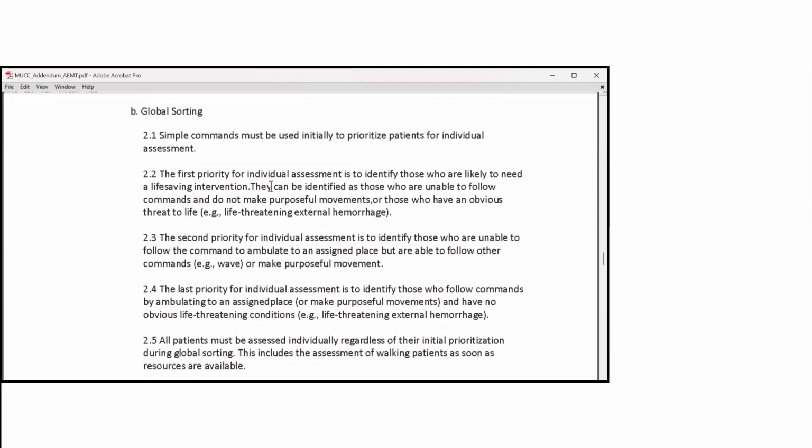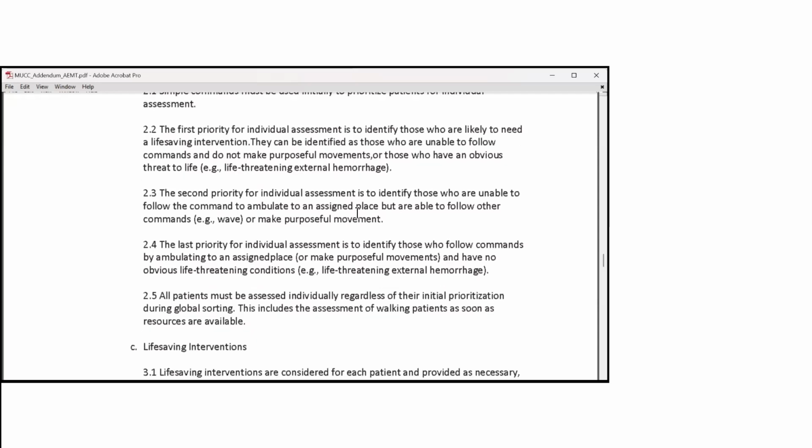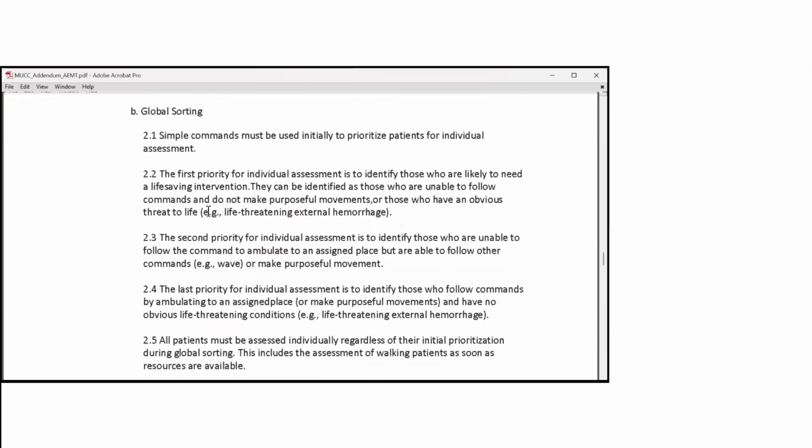And then global sorting: simple commands must be used initially to prioritize patients for individual assessment. The first priority of individual assessment is to identify those who are likely to need life-saving interventions. They can easily be identified as those unable to follow commands, with no purposeful movements, or who have an obvious threat to life or life-threatening external hemorrhage. So you can see this is global sorting. First priority is to identify those who need life-saving interventions.